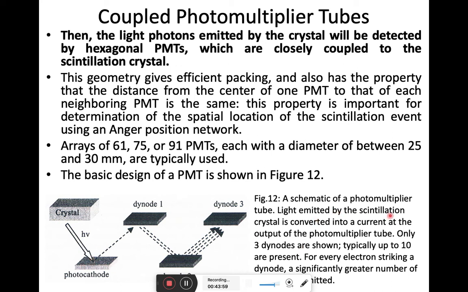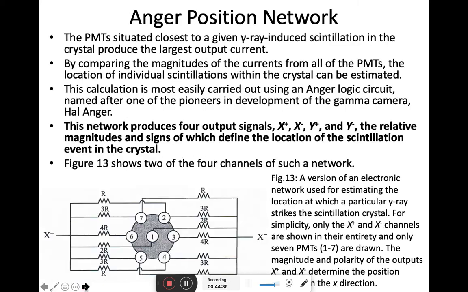So this is the basic design of the PMT. The light emitted by the scintillation crystal is converted into a current at the output of the multiplier tube. This is just an example. It only shows 3 dynodes, usually up to 10. For every electron striking the dynode, a significantly greater number of electrons are emitted. I cannot see this one clearly, yeah, you can read that one.